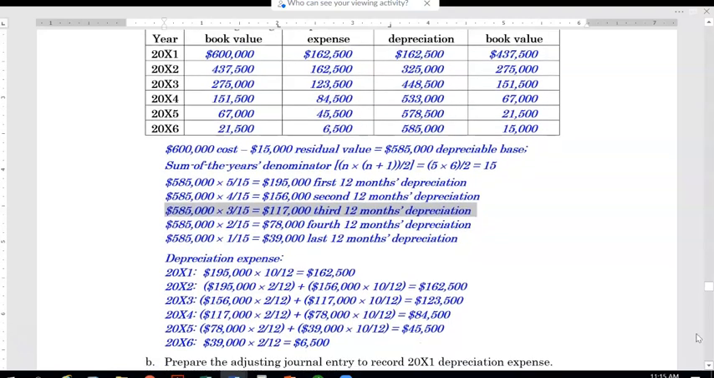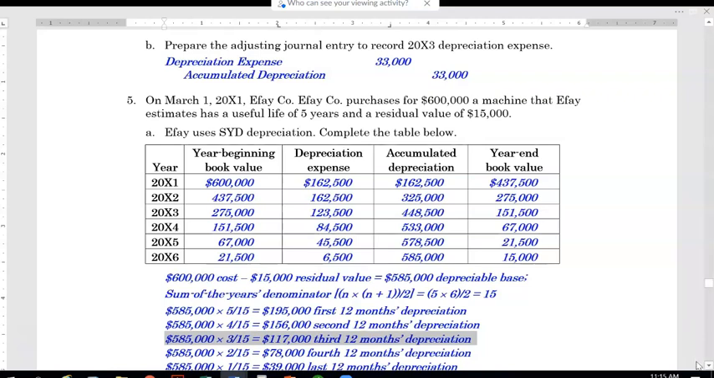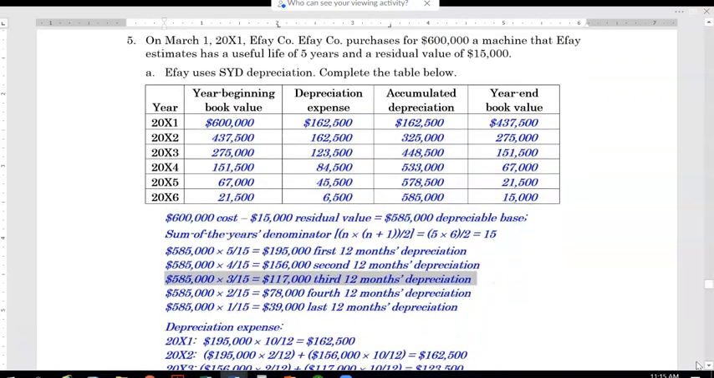Oh, okay, this number 5 is too long, so we come back to it. Okay, on March 1st, remember that, March 1st, 2000, let's say 11, FE company purchased a $600,000 machine. Estimated life is 5 years. Residual value is estimated at 15,000. Use sum of the year digit depreciation.